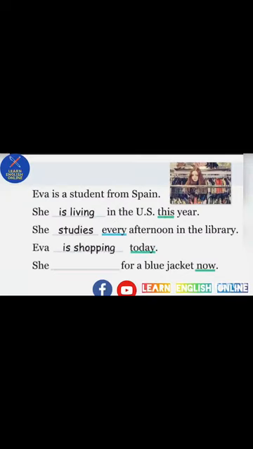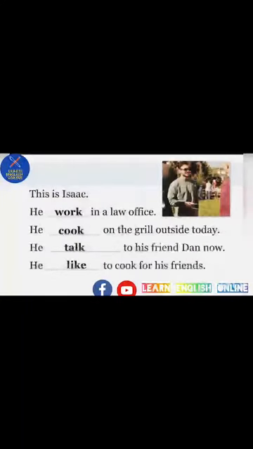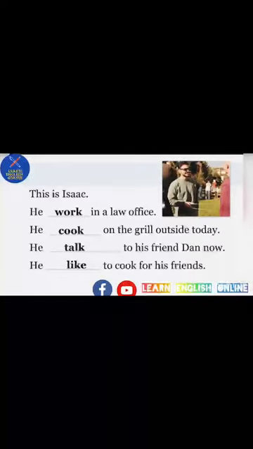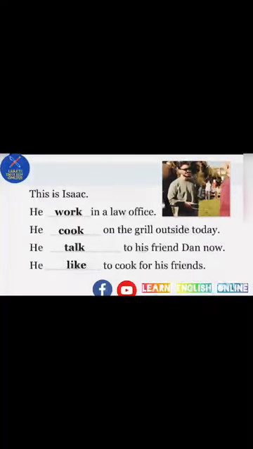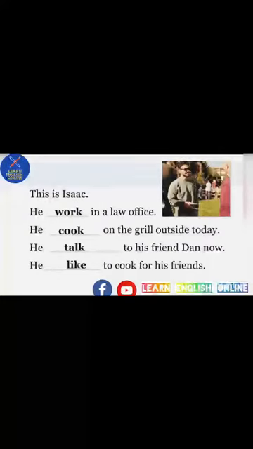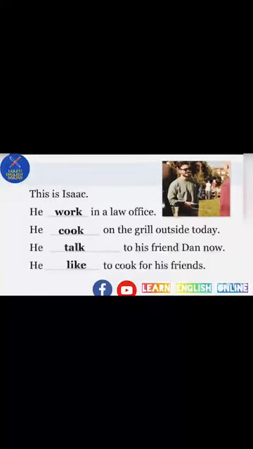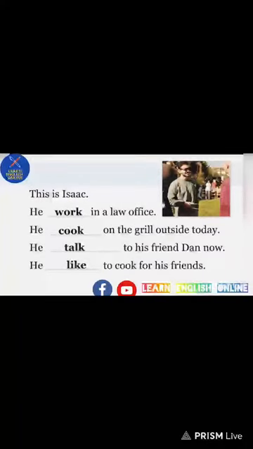Ava is shopping today. Today tells me present progressive, now. And she is looking for a blue jacket now. Well, now is happening now. One more time. Look at the picture. This is Isaac. These sentences tell us about him. What forms of the verbs go in the blanks? Simple present or present progressive? Remember, look for signal words, and you can look at the picture too. Okay? Are you ready for answers?